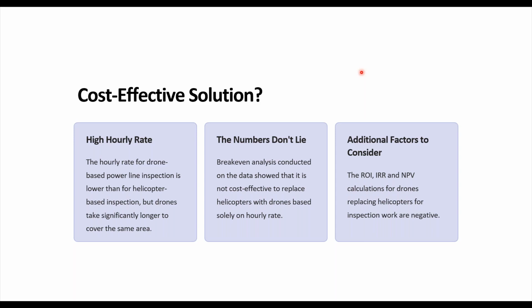So the question comes back again. If we look at just an hourly rate, we will say a drone is cheaper than a helicopter, but the problem here is that the drone takes longer to inspect, which then results in a high cost for a drone. When we did our analysis, you can see that the drone is really more expensive than a helicopter, especially for long transmission lines.